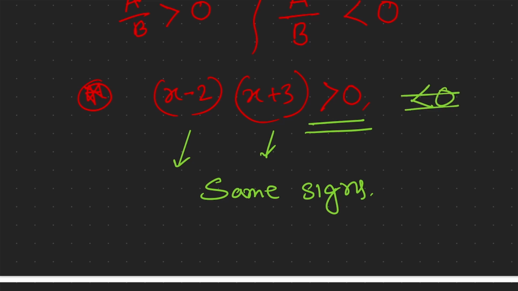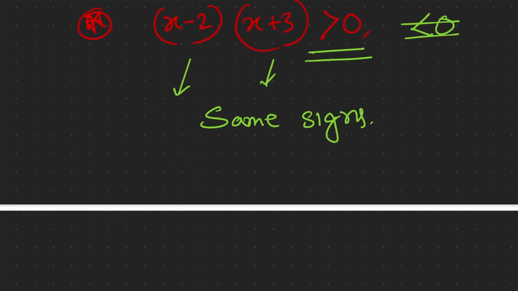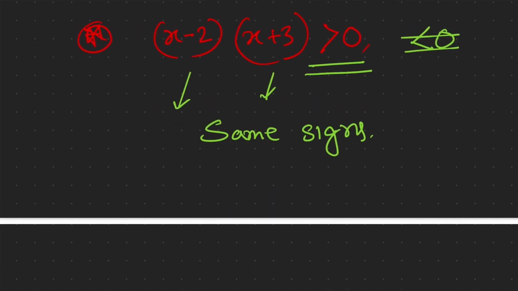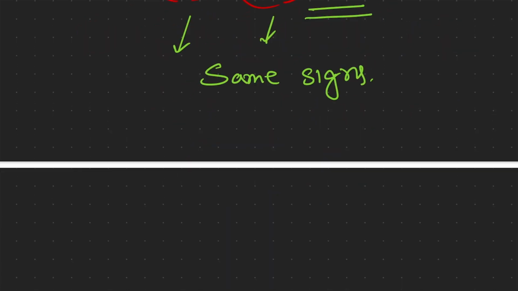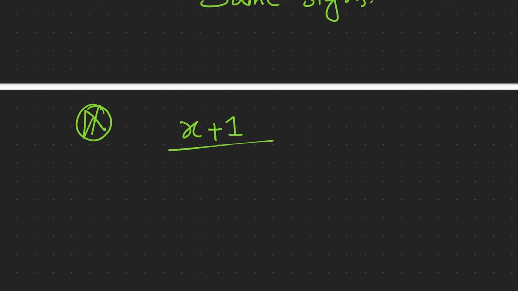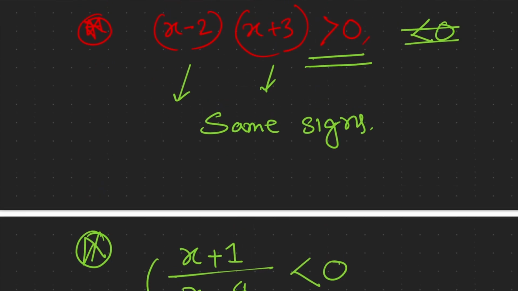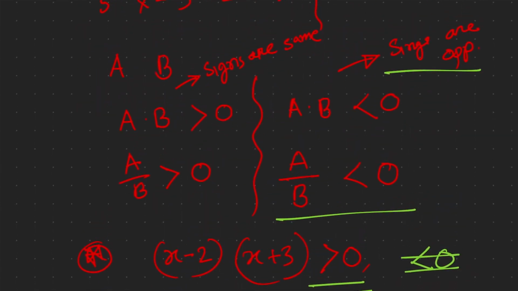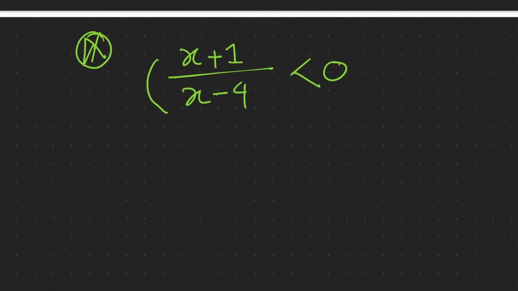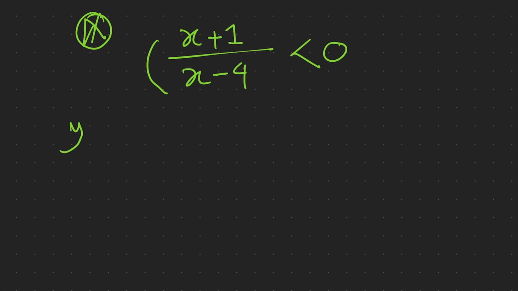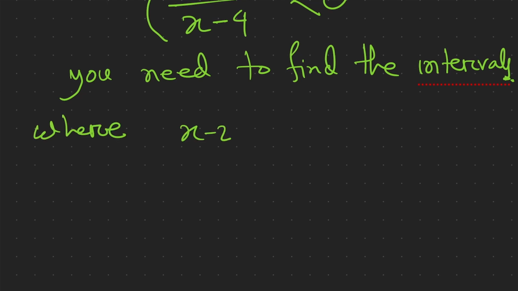So as the statement is given like this, greater than 0, the signs of x minus 2 and x plus 3 must be the same. Our second statement is (x plus 1)/(x minus 4) less than 0. So the quotient of these two expressions, x plus 1 and x minus 4, would be less than 0 when the signs are opposite. So what we have to do is find the intervals where x minus 2 and x plus 3 have opposite signs.